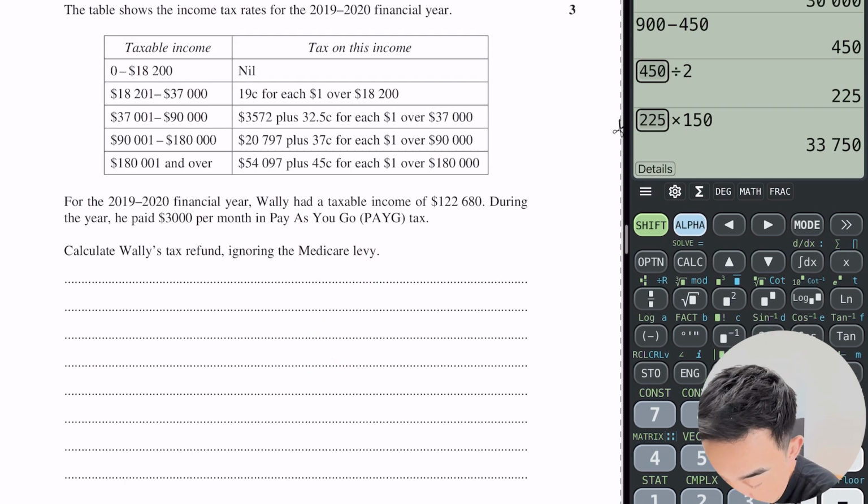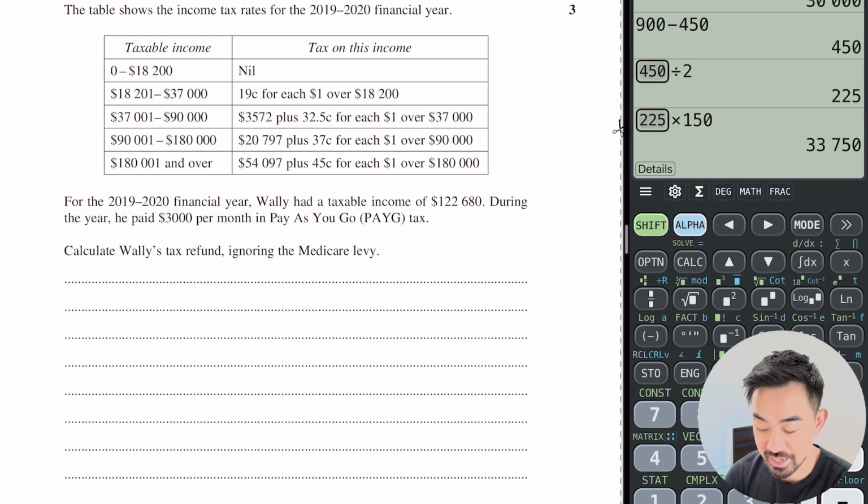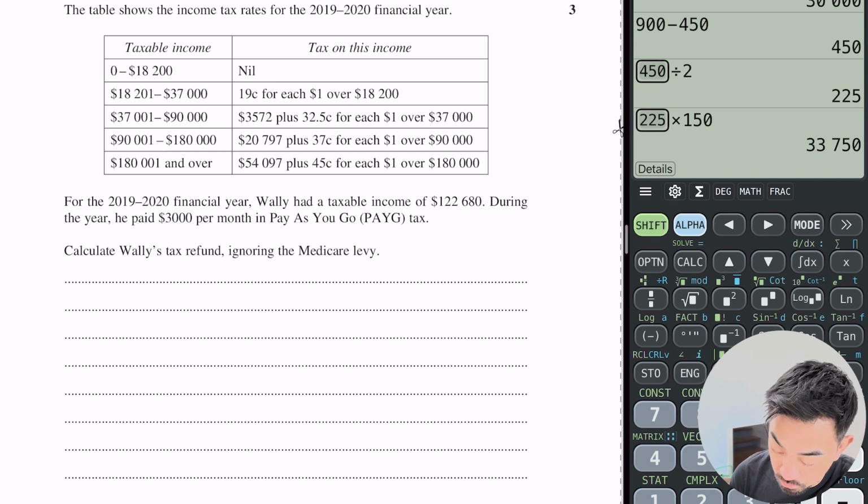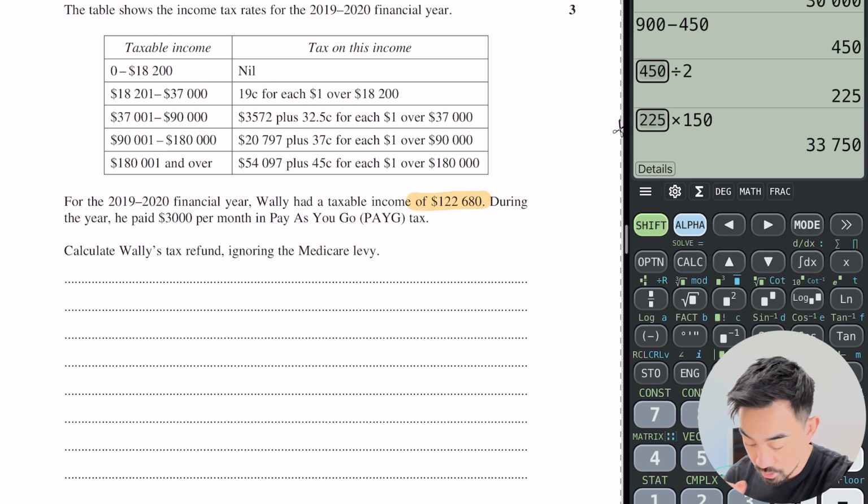All right, question 20. The table shows the income tax rates from the 2019-2020 financial year. For the 2019-2020 financial year, Wally had a taxable income of 122,680. During the year, he paid $3,000 per month, PAYG. Calculate Wally's tax refund ignoring the Medicare levy.